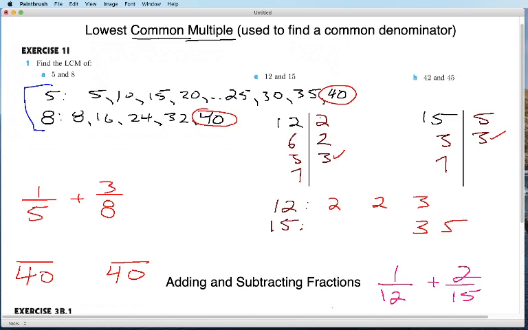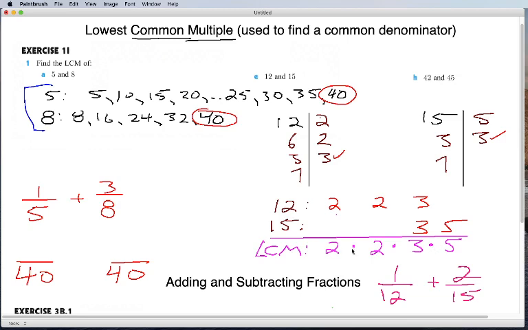And now what we want to do is draw a line here underneath, and we're going to write out all the numbers here that are in our rows. So here I have a 2, so I put a 2 there. I have a 2, I put a 2 there. I have a 3 that's matched, so I put a 3 there, and I have a 5 there. And what I'm going to do is put multiplication in between all of them. So these numbers multiplied together is going to give me my lowest common multiple for 12 and 15.